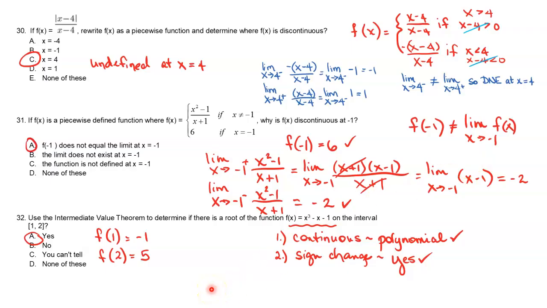All right, and then for 32, the intermediate value theorem, remember the two things that we need to look for is continuity. So this is a polynomial. We know it's continuous everywhere. And then we want to look for a sign change. So since I'm checking the interval from x equals 1 to x equals 2, if I plug in 1, I get negative 1. And if I plug in 2, I get positive 5. So since there is a sign change there, we did go through 0, we did go through the root, we did go through the x-axis, then yes, there is going to be a root there. If there had not been a sign change, then it would have been no.